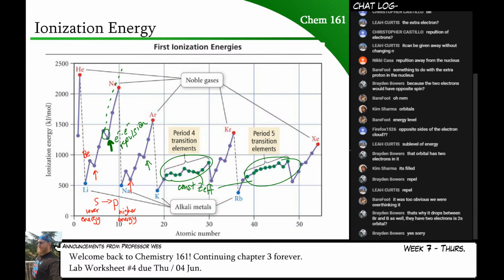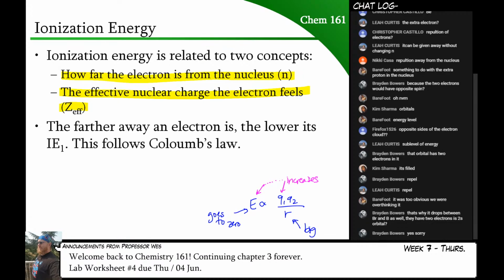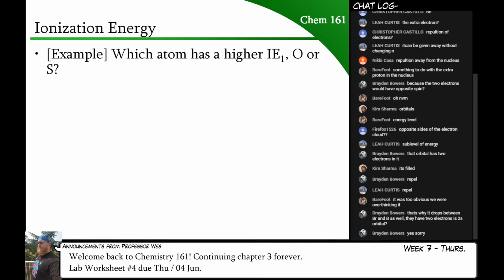All right. So let's do the examples. Without going back to that chart, which has a higher ionization energy, oxygen or sulfur? In order to do this, you're going to need to pull out the periodic table, and you're going to treat this just like atomic radius, really. Figure out what the ns are, figure out what the Z effectives are, and then make your conclusion based on that.